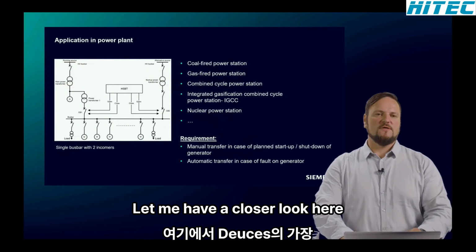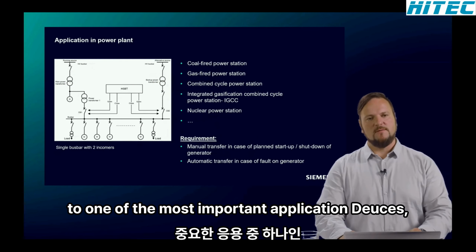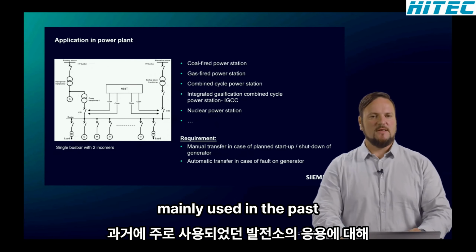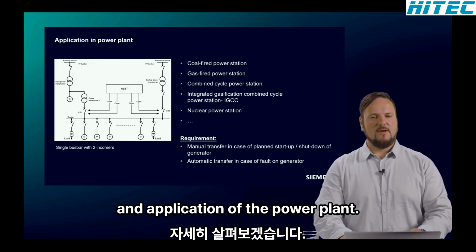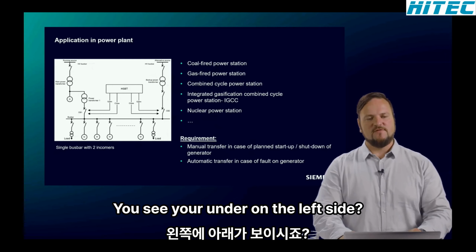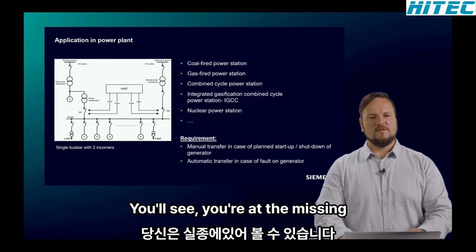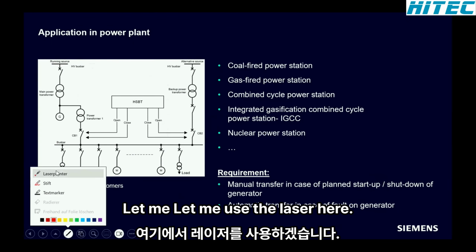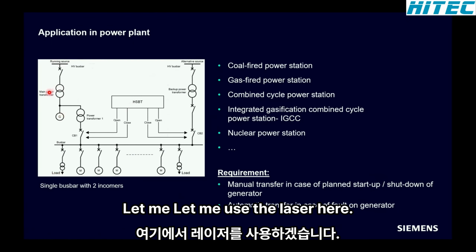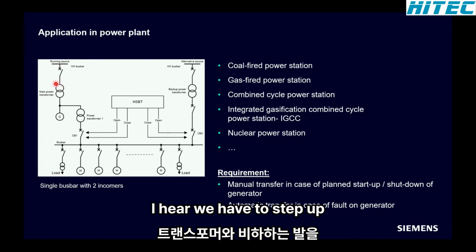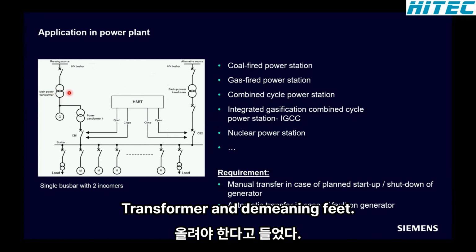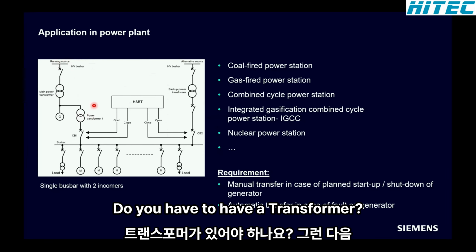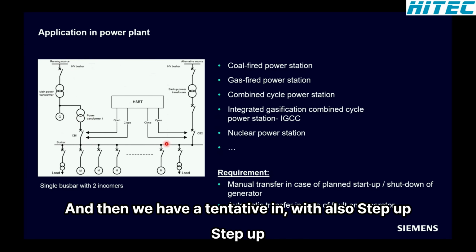When we have a closer look at one of the most important applications, this is mainly used in a power plant application. You see here on the left side the single line of the power plant. Let me use the laser here. So here we have the generator, here we have the step-up transformer and the main in-feed. So here we have the auxiliary transformer. This is the motor bus or auxiliary bus. And then we have an alternative incomer with also a step-up transformer.